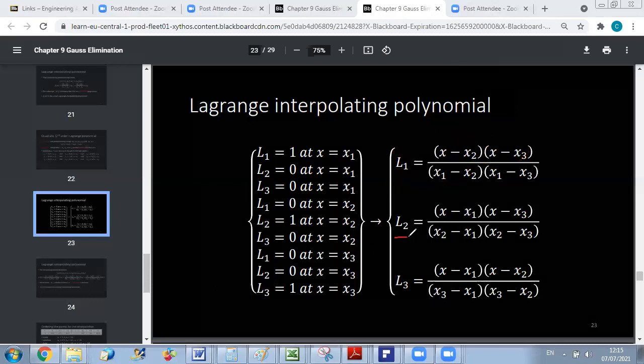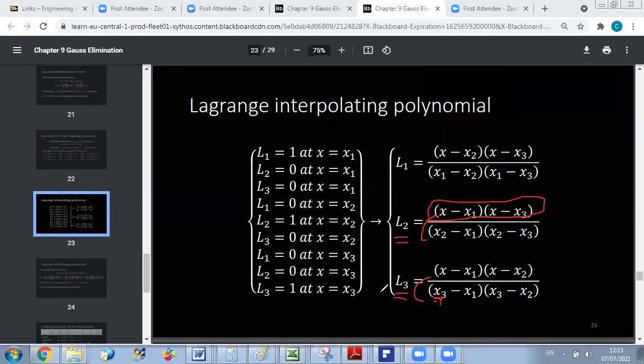So now if I want to find L2, it's the same procedure, but in the numerator, I don't use x2. I do x minus x1 times x minus x3. And in the denominator, I replace x by x2, so I get x2 minus x1 times x2 minus x3. While for L3, I don't use x3 in the numerator, I do x minus x1 times x minus x2. And in the denominator, I just replace x by x3. So I get over x3 minus x1 times x3 minus x2.